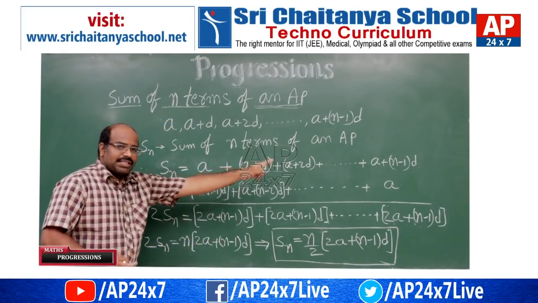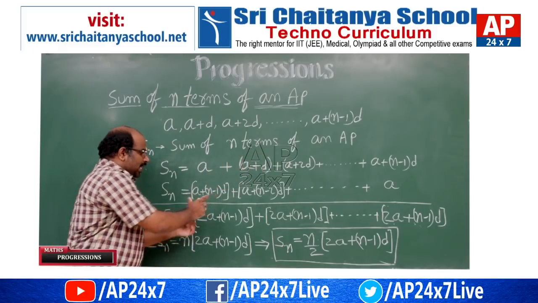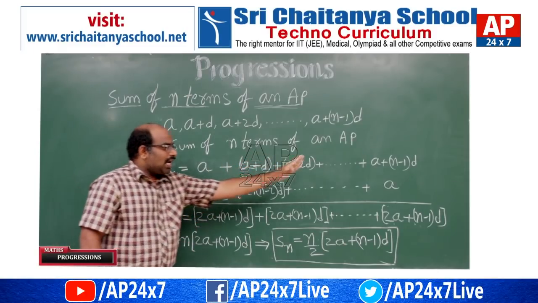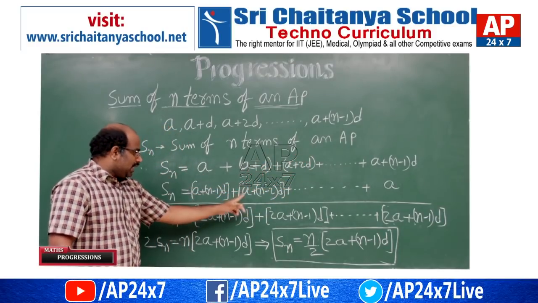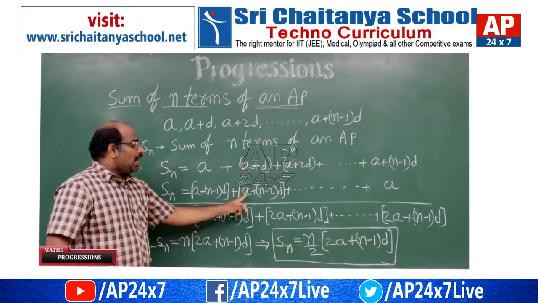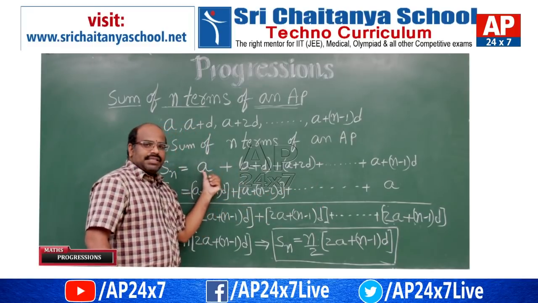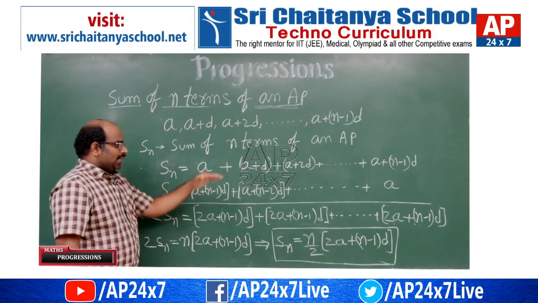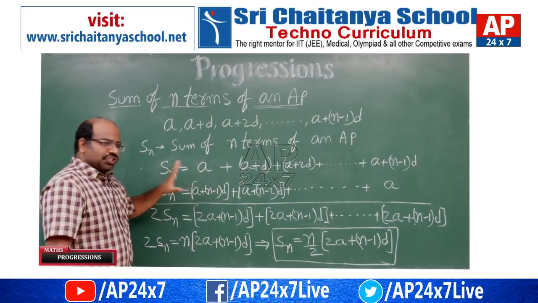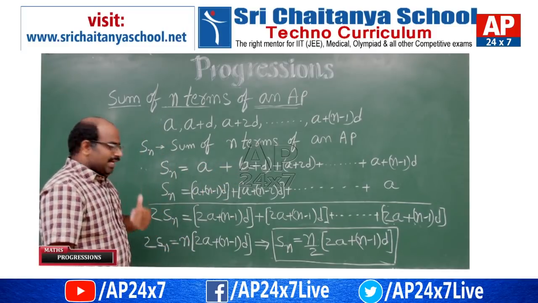That means a plus n minus 1 into d as a first term, and what is the last but one number? A plus n minus 1 into d. That number we have to write as a second number, and so on. Here the first number is a, that number we are supposed to write in the last. Again, here there are two equations. You add these two equations as in the previous example.